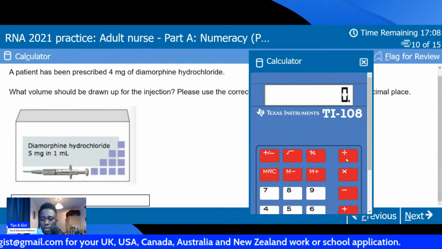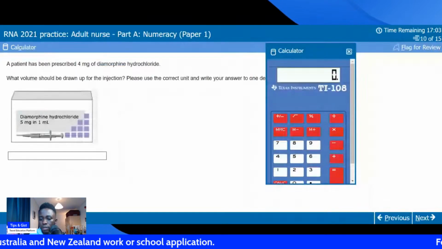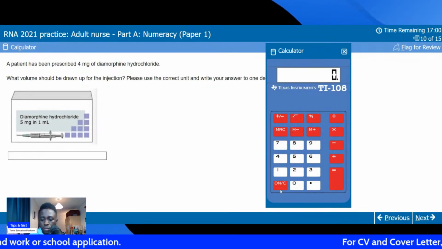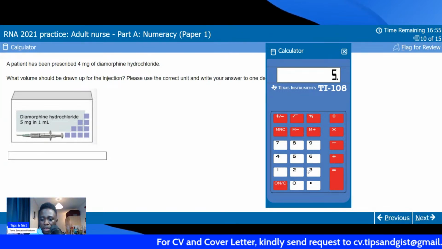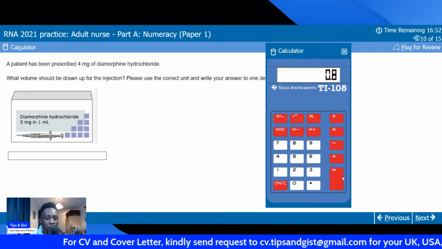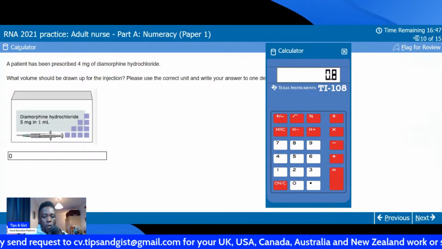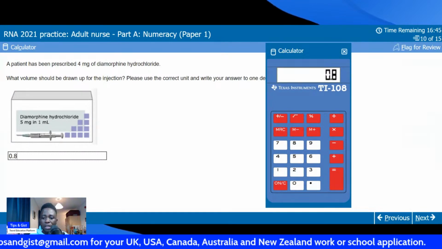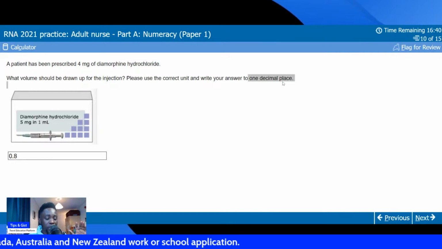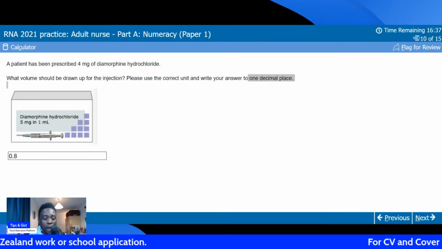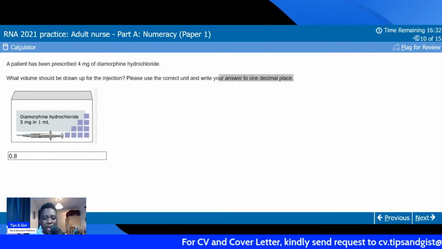4 divided by 5, and we are going to get 0.8. So that is going to be the answer, 0.8. Now the instruction says write your answer to 1 decimal place. So 0.8 is okay, it's 1 decimal place. You don't write 0.80, because the instruction says 1 decimal place.